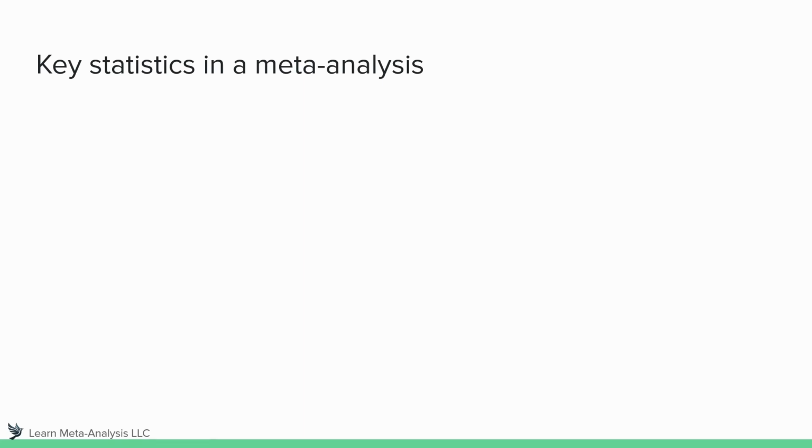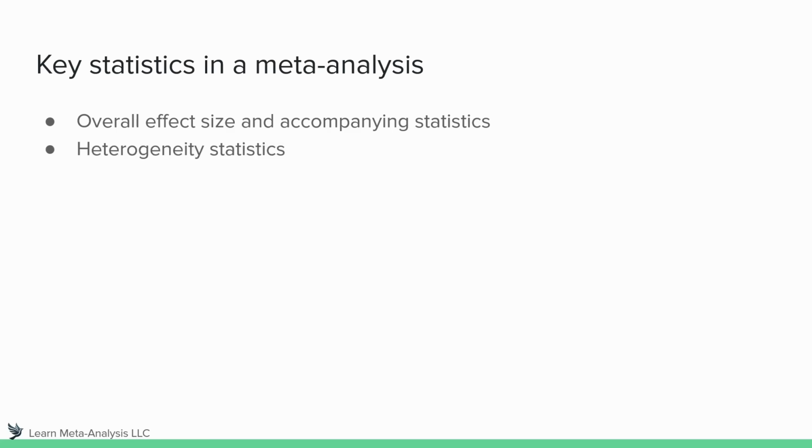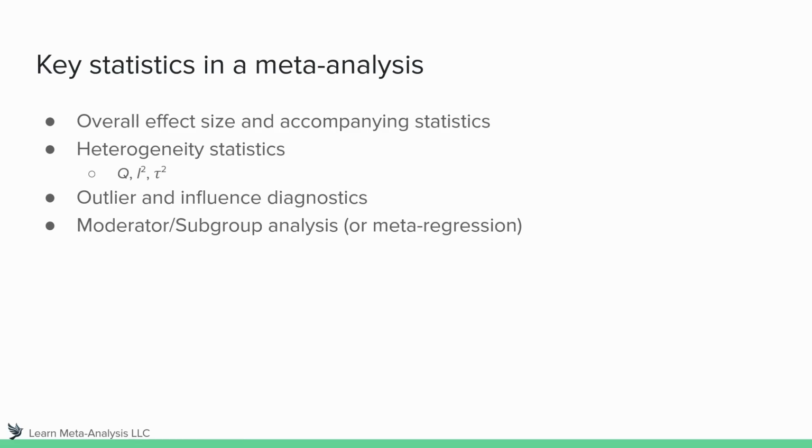So, what do we need to see in a meta-analysis? What statistics should we be looking for as a reader, and what do we want to make sure we are reporting as a researcher? Well, first, we're probably going to see an overall effect size and some accompanying statistics with that, such as the p-value, the confidence interval, etc. Next, we're going to see our heterogeneity statistics. This would be things like Q, I-squared, and tau-squared. We're also going to be looking for those outlier and influence diagnostics, and we're probably going to have a number of moderator or subgroup analyses, or perhaps they did meta-regression. And last but not least, we're going to have some publication bias tests.